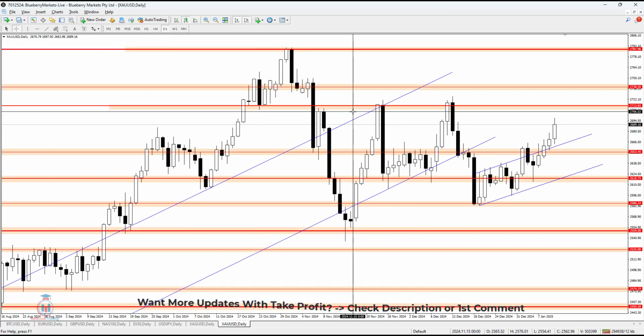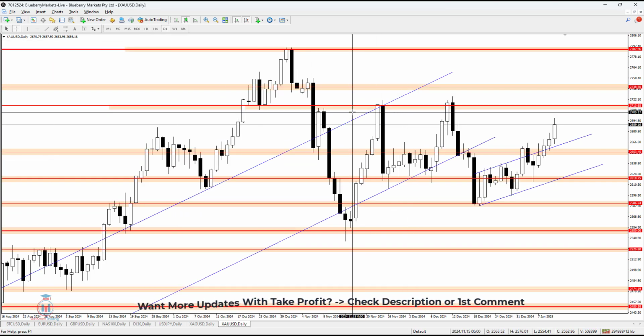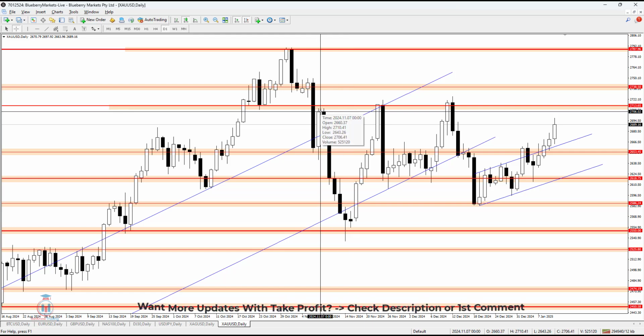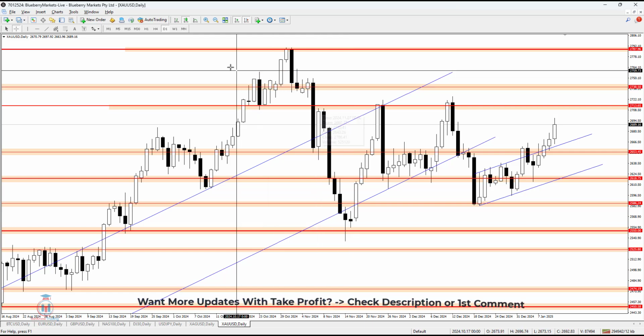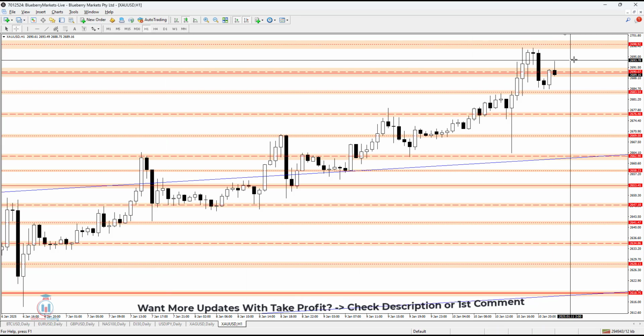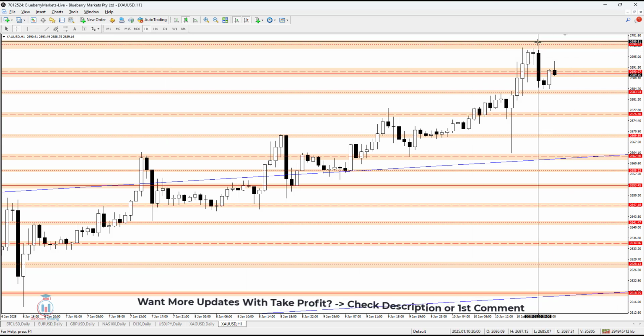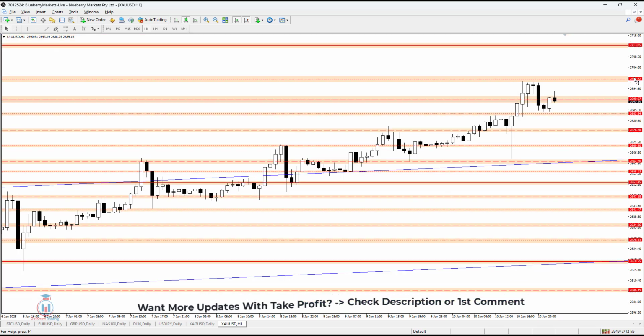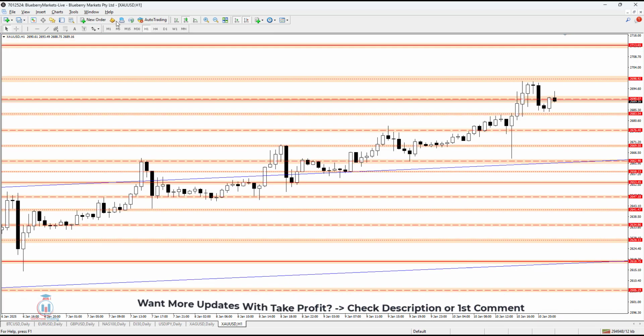2698 is very close to this one here, which I have just mentioned. It is 2706, but a much more precise level is 2698.92. That needs to be broken in order to reach 2713.65.